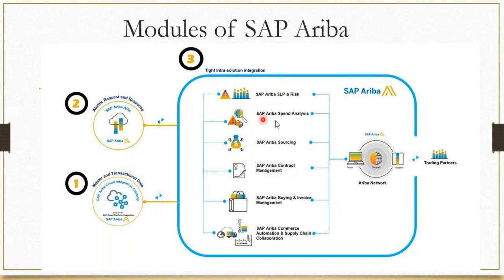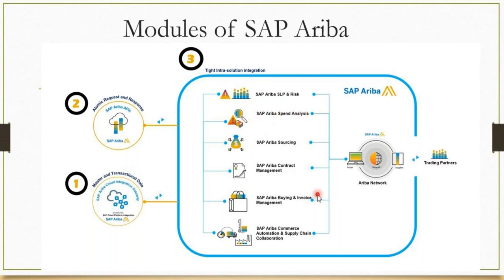Then we have Ariba spend analysis. This spend analysis is basically a complete tool where whatever spendings are happening within your organization through Ariba, like catalog, non-catalog, within contracts, without contracts, how many POs are getting generated, how many requisitions are created, all that can be maintained through Ariba spend analysis. So it gives you an overview of what exactly is happening within your organization, and how your spending is happening without contract, with contract, and what is going through catalogs, what is not going through catalogs.